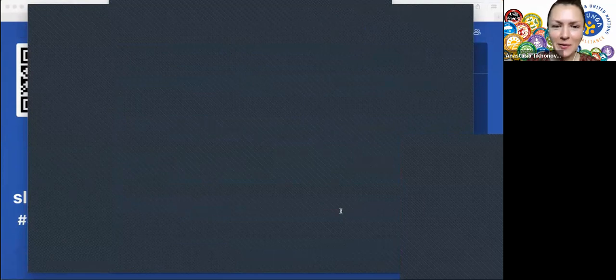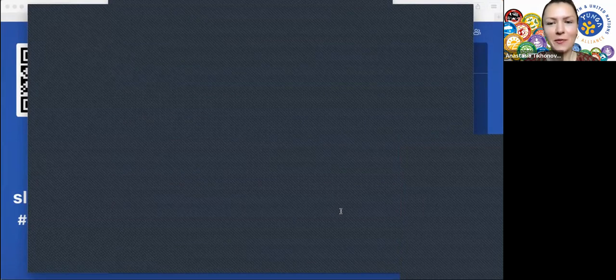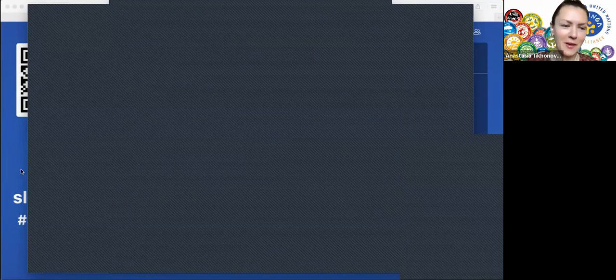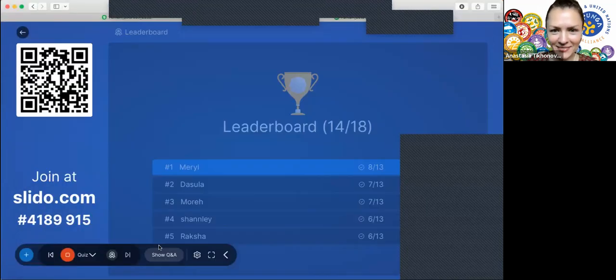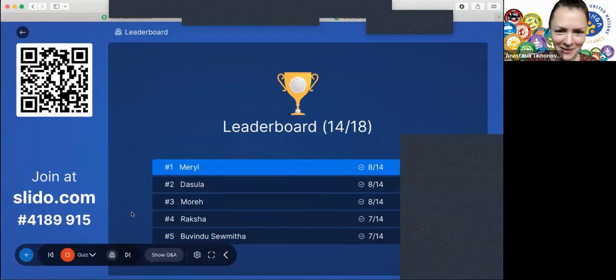So according to botanists, a fruit is any seed-bearing structure of a flowering plant. So pumpkins, tomatoes, and green beans all contain seeds, making them technically a member of the fruit family, while radish is still a vegetable. Let's see, Meryl, I think you knew the answer, right?